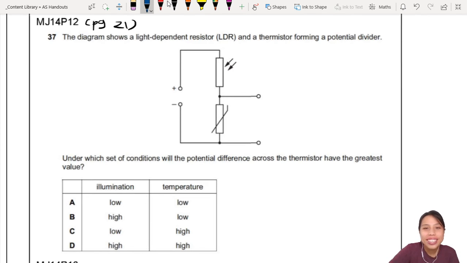Ooh, I like it. So the diagram shows LDR and thermistor forming a potential divider. Because the potential is shared out between both of them. That's what we call a potential divider. We'll see more of this in chapter 20.